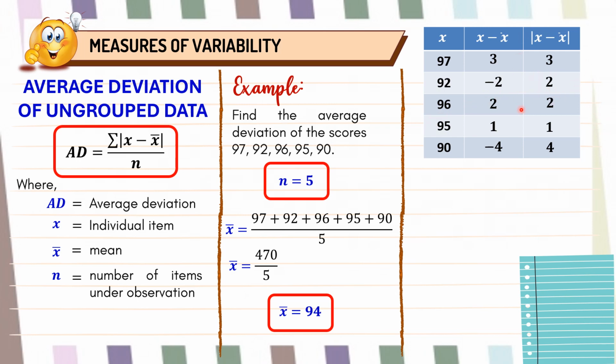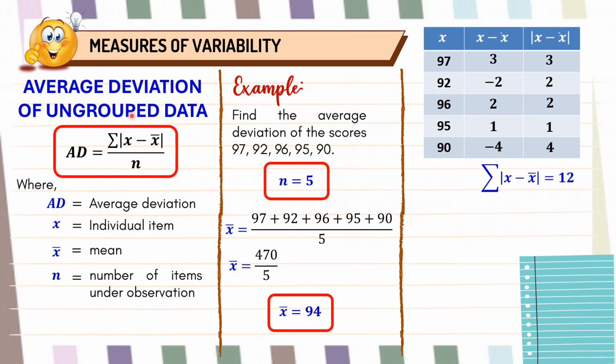Now that we have the value of the absolute value of x minus mean, we are going to identify the summation, or the total. So 3 plus 2 is 5, plus 2 is 7, plus 1 is 8, plus 4 is 12, meaning the summation of the absolute value of x minus mean is equal to 12.